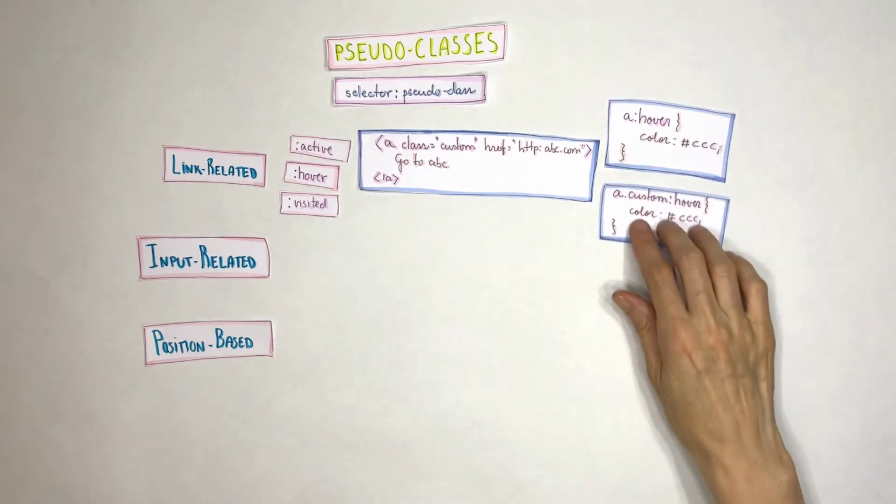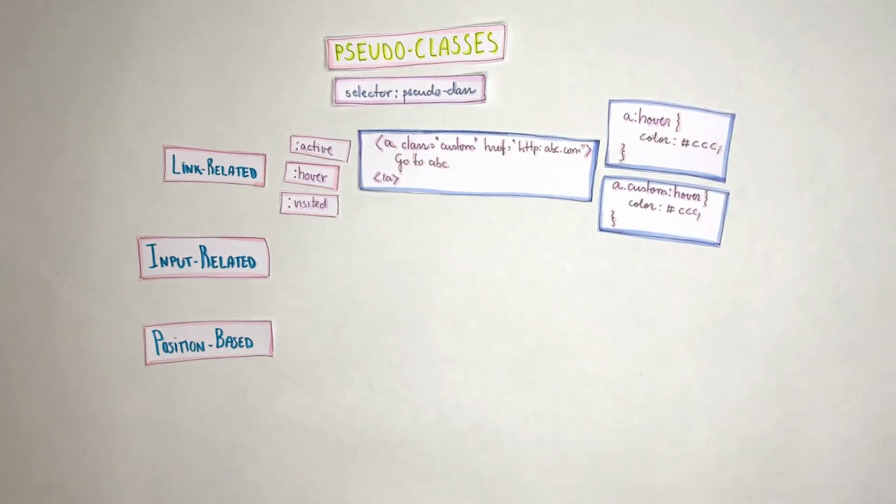If we want to change the hover color only for the links with a specific class, we can add the class to the selector. In that case, for example, we are adding the custom class to the a element and then the pseudo-class hover. Here we could use only the class, .custom, and then the pseudo-class hover. Adding the element to the selector makes it more specific. In that case, we want to apply that rule only to the elements that are links and have the custom class. Both things are required.